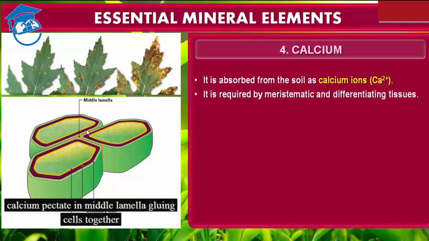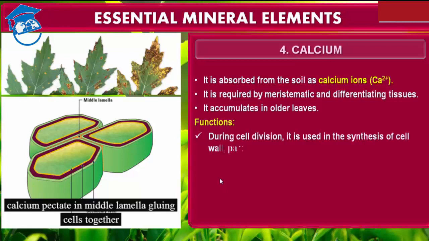It is also needed during the formation of the mitotic spindle. It accumulates in older leaves. It is involved in the normal functioning of the cell membrane. It activates certain enzymes and plays an important role in regulating metabolic activities, students. So let's see the functions. As I told you, it accumulates in older leaves.